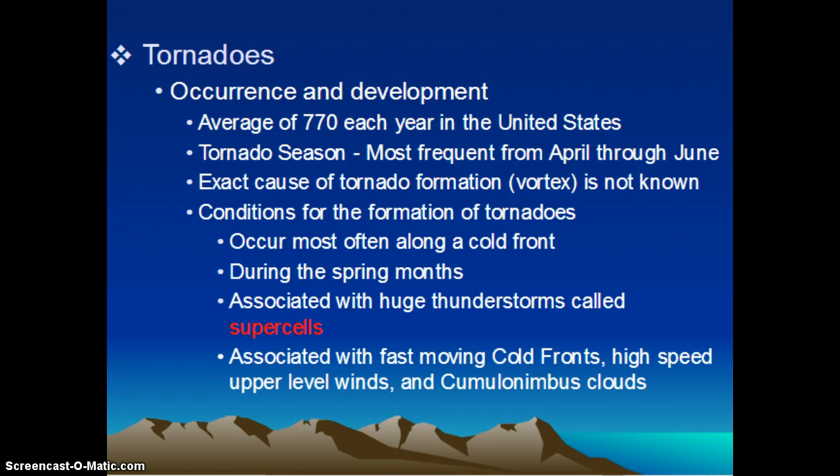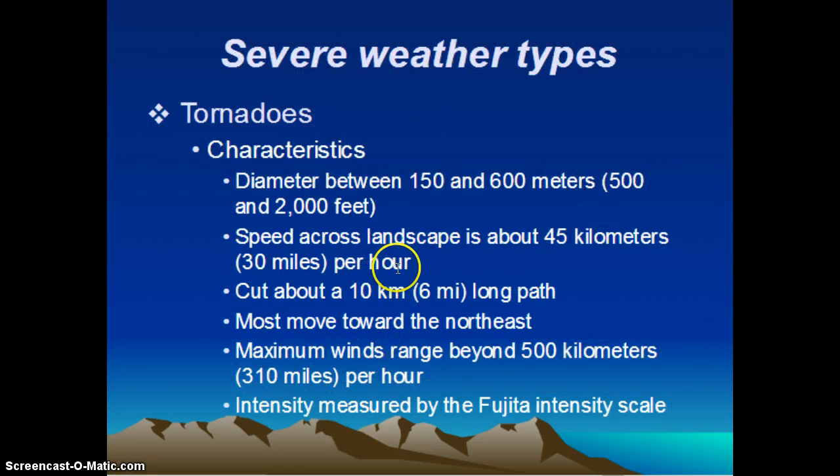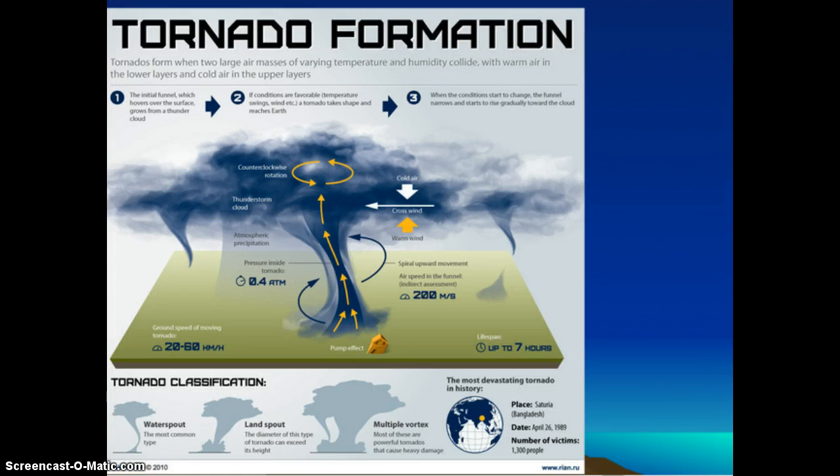So there are some predictable characteristics or traits of tornadoes themselves. Here, just kind of the size of them. They typically move toward the northeast. I think that's an important one. We'll look at a map here in a few minutes. And they're measured by intensity by the Fujita intensity scale. We'll look at that here in just a few moments.